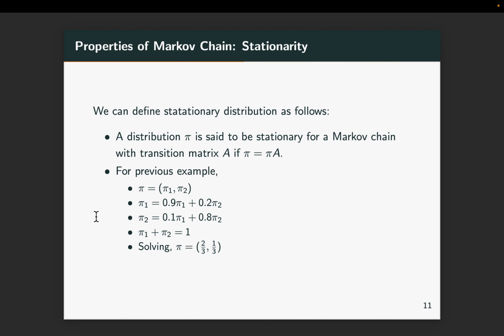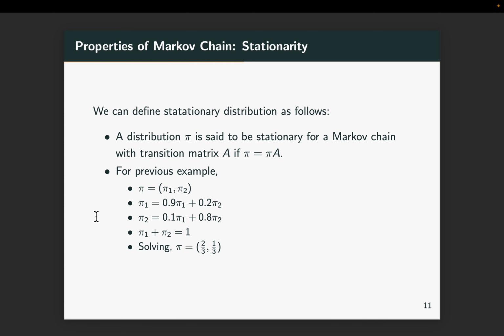Right? So let's say that pi equal to pi 1 comma pi 2. What we can say is that pi 1 equal to 0.9 pi 1 plus 0.2 pi 2, and similarly pi 2 equal to 0.1 pi 1 plus 0.8 pi 2, pi 1 plus pi 2 equal to 1, we know that. If you combine all of these equations and you solve, you will get pi equal to 2 over 3 and 1 over 3. You didn't have to actually go through anything, like you didn't have to follow an iterative procedure.